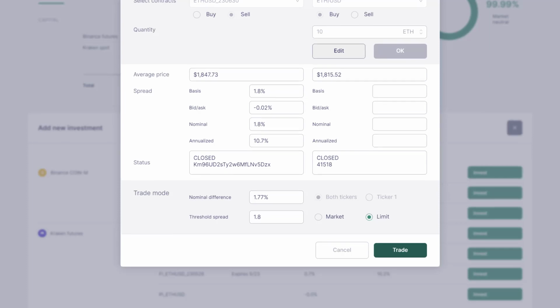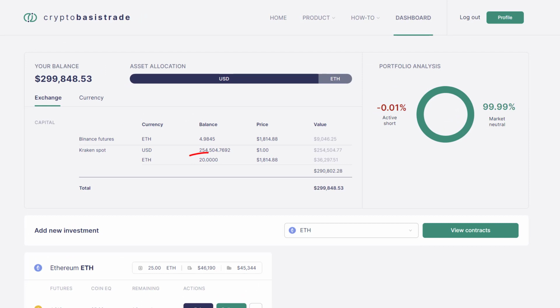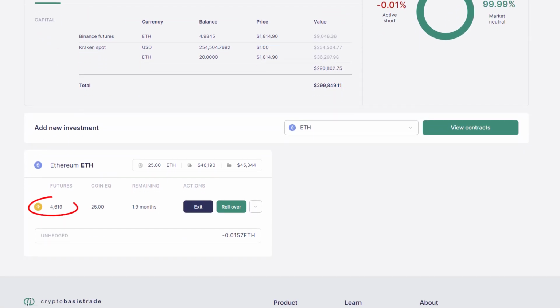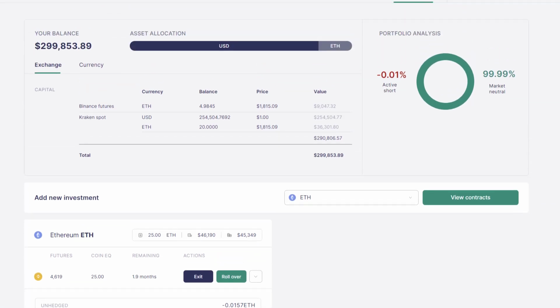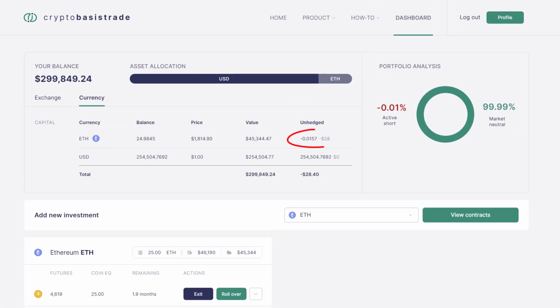Let's check that our balances are correct. We have purchased another 10 Ether on Kraken and increased our futures position on Binance. Let's examine the portfolio by cryptocurrency. As you can see here, our Ether position is hedged except for a very small amount due to trading fees and rounding. We can adjust it after we finish building up our position.